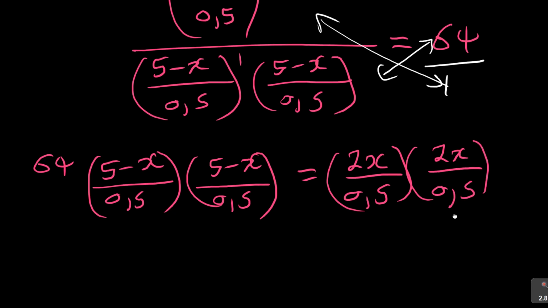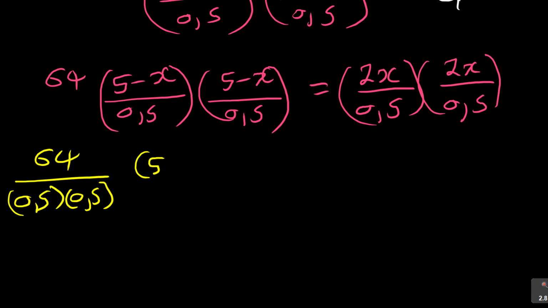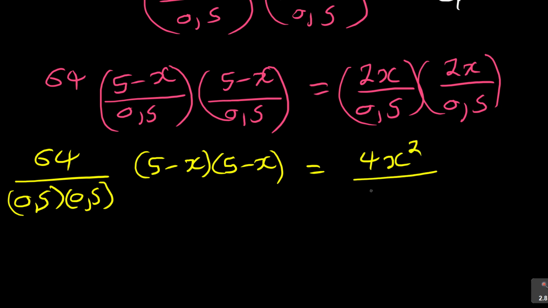There comes your maths now, all right? It's easy with maths for me to cancel even this 0.5, 0.5, 0.5. In maths you can do that, but let's not confuse some of you. Let's do this. What is 0.5? 64, you can take the number and say 64 over 0.5 and 0.5 first. And then I multiply 5 minus x. 5 minus x is equal to 2x, which is 4x squared over 0.5. Okay, I already see what I'm going to do.